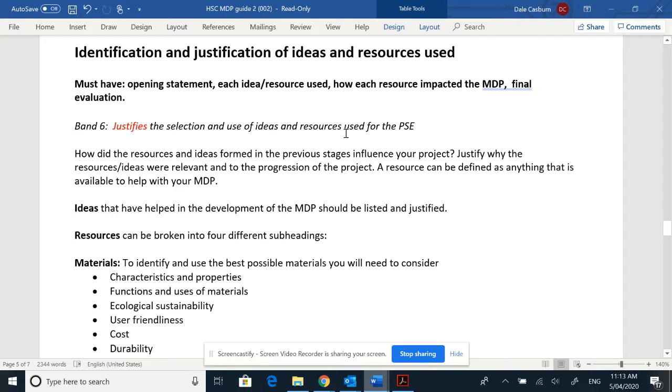Okay, guys, we're back with, I'm guessing it's section 9. Don't blame me if I get that wrong. The identification and justification of ideas and resources used within your project.